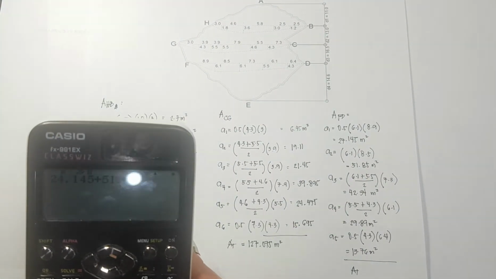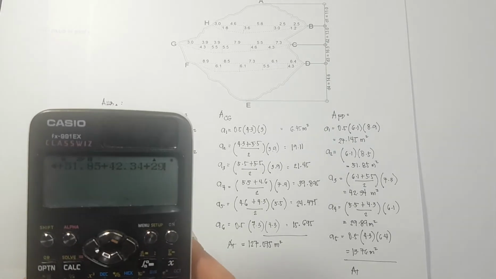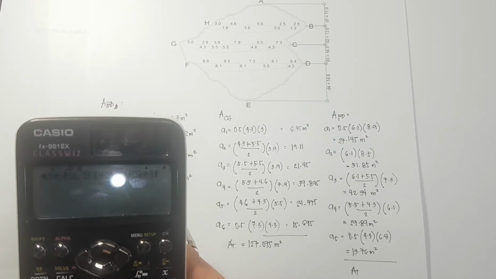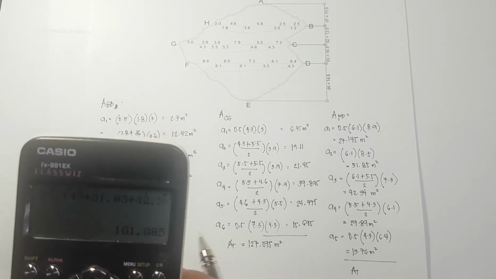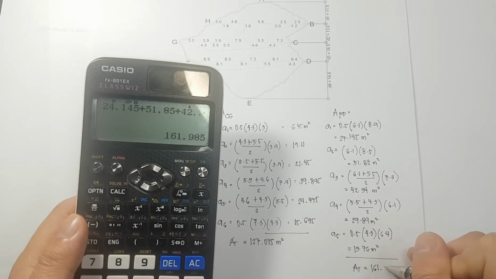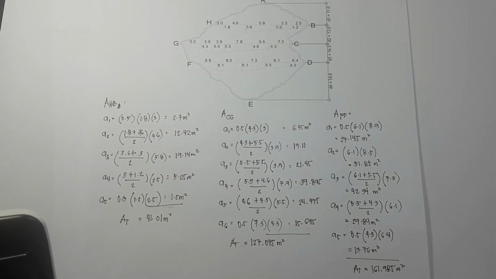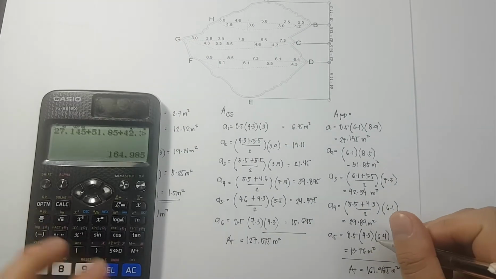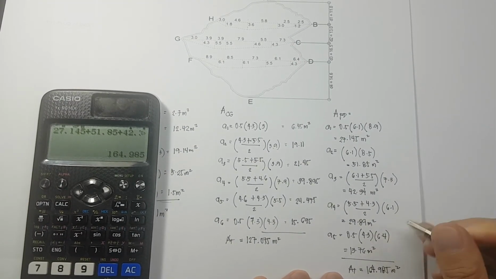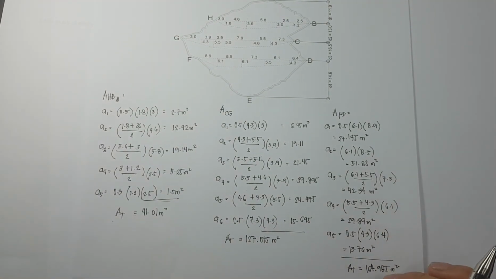Now, for the last section, we have here 27.145 plus 51.85 plus 42.34 plus 29.89 plus 13.76. And that is equivalent to 161.985 square meters. Okay? Correction, not 161 but 164. Okay, so that is the total area. Now we can determine the volume between the ranges.